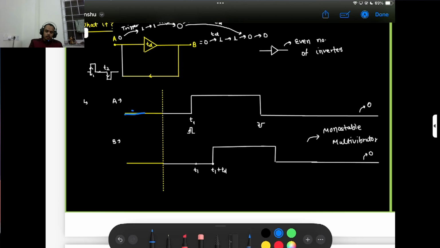So first, A is the input. Whatever the input, the output will follow it, but the condition is that it follows after TD delay. So here T1, here T1, but after TD delay the circuit follows. The circuit will always follow, but some TD delay is present, and this is a monostable multivibrator. So basically, a buffer makes the circuit a monostable multivibrator, and the NOT gate makes the output look like an astable multivibrator.